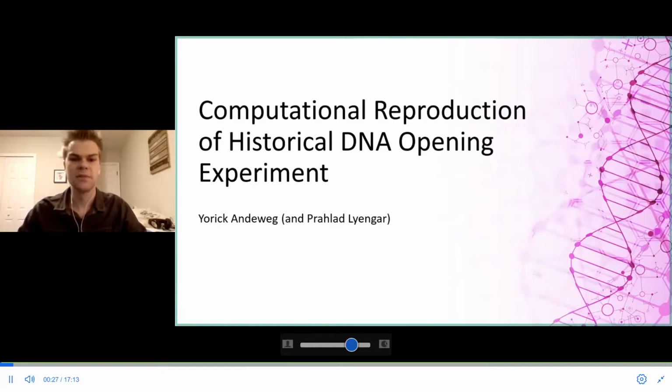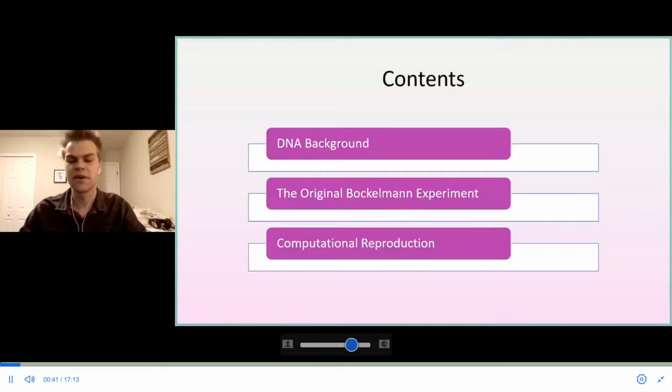This project was a computational reproduction, or a simulation, of a historical experiment in which the two strands of a DNA molecule were mechanically separated. So this presentation is divided into three sections. First, I'm going to talk a little bit about DNA background information and its physical structure. Then I'm going to talk about the original experiment performed by Bockelmann et al. in 1997. And finally, I'm going to talk about my computational reproduction of this experiment.